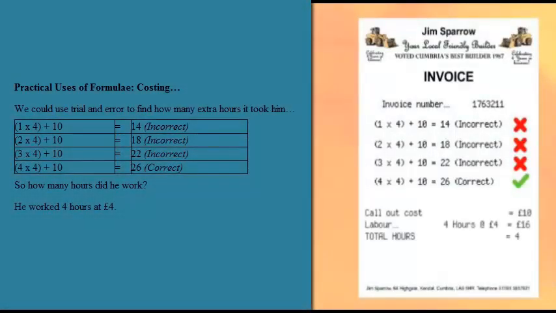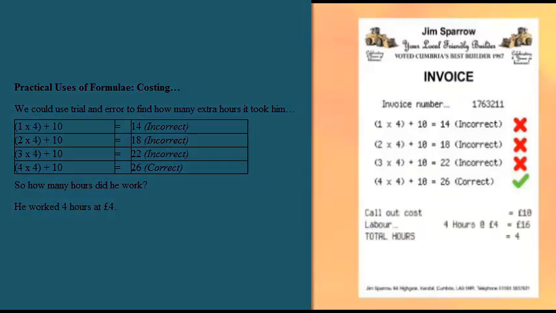We could use trial and error to find out how many extra hours it took him. 1 times 4 plus 10 equals 14. Incorrect. 2 times 4 plus 10 equals 18. Incorrect. 3 times 4 plus 10 equals 22. Incorrect. 4 times 4 plus 10 equals 26. Correct. So how many hours did he work? He worked 4 hours at £4.